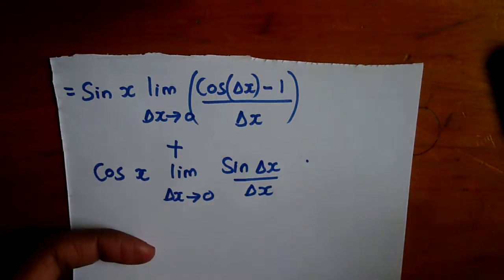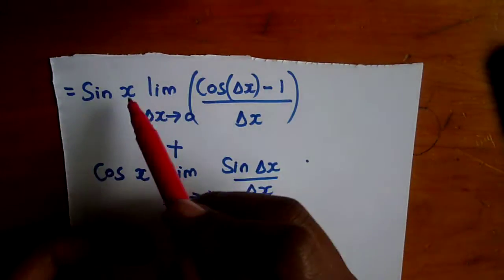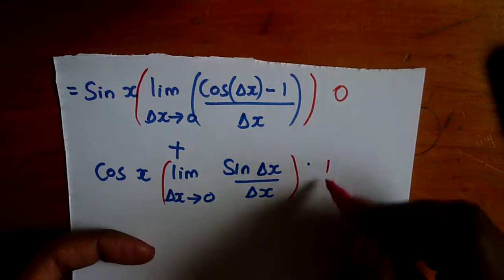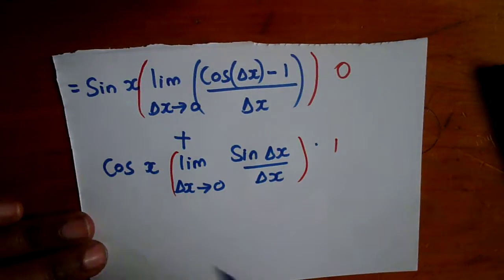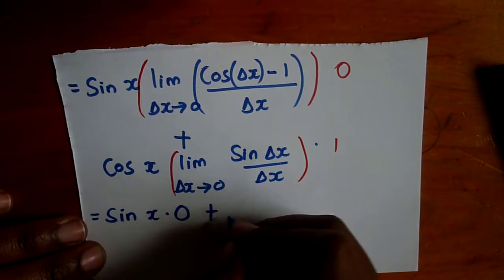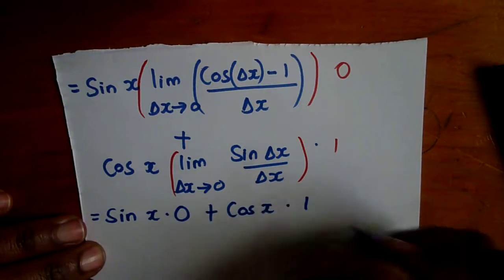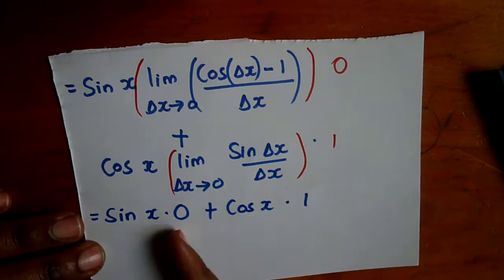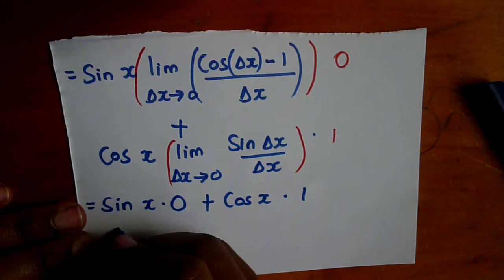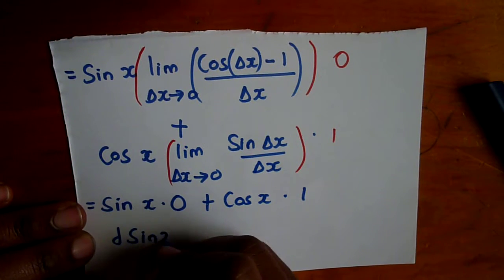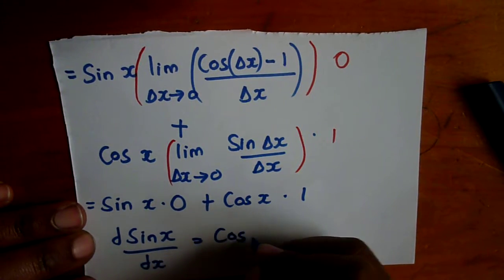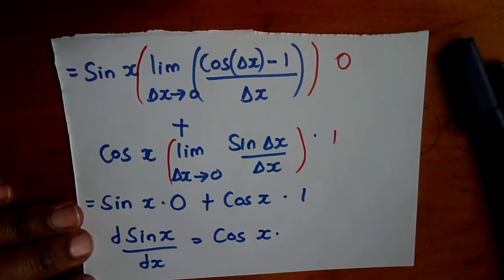So as I had said before, the whole of this part is 0, and the whole of this part is 1. So we obtain sine x times 0 plus cos x times 1. Any number multiplied by 0 is 0 automatically. So we've been able to prove that the derivative of sine x with respect to x is of course cos x. Thank you for watching my video.